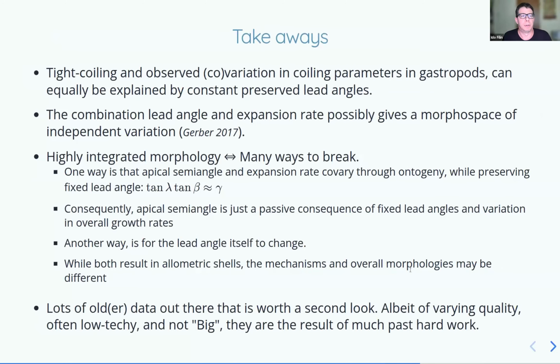So what are the takeaways? First, tight coiling seems to be explained just as well by constant lead angles than by tight coiling for its own sake. And the combination of lead angle and expansion rate, compared to the traditional apical angle versus expansion rate, seems to be a better choice of a morphospace of independent variation.